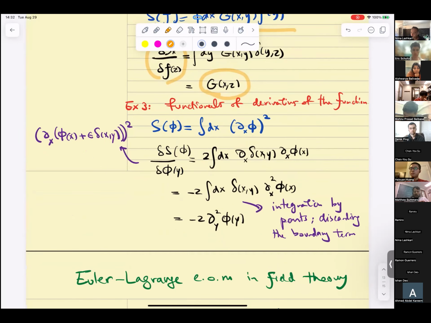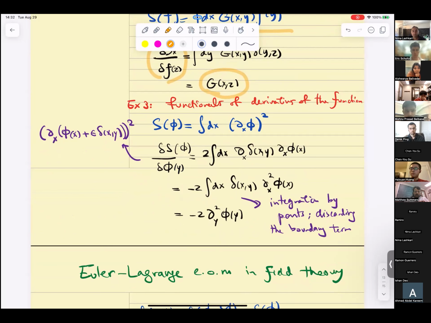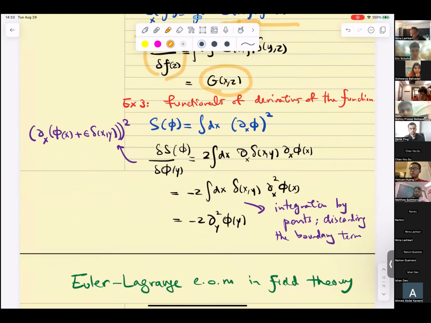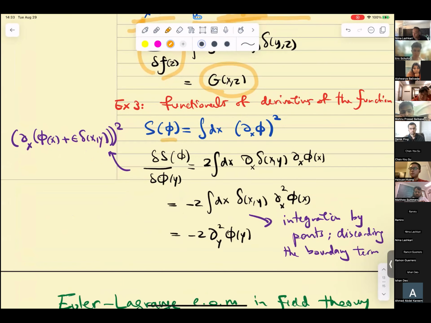Example number 3 is perhaps the trickiest one, and I want you guys to think about this, because this is what we're going to use immediately. Now, let's say my functional is a function of the derivatives of the field. So an expression like this, right?